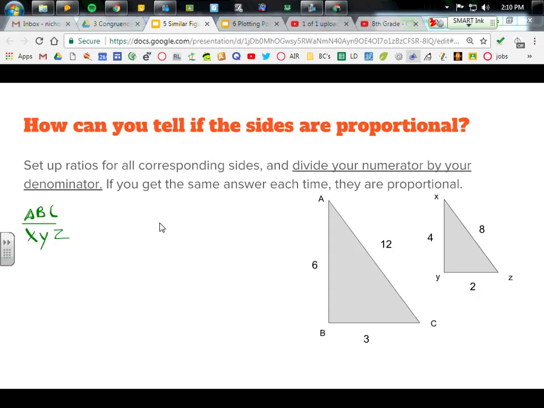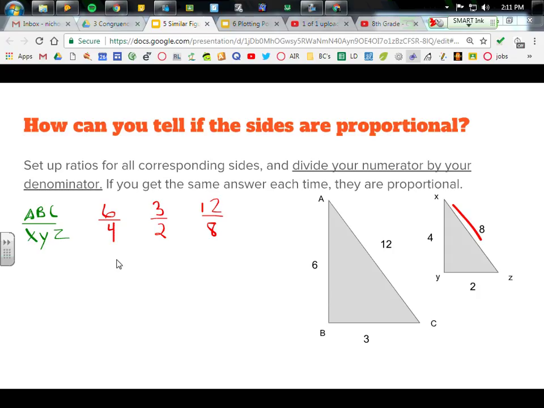So let's talk about the corresponding sides. Side AB corresponds with side XY. So AB is 6, XY is 4. Side BC corresponds with side YZ. So my ratio is 3/2. Then side AC corresponds with side XZ. So this ratio is 12/8.